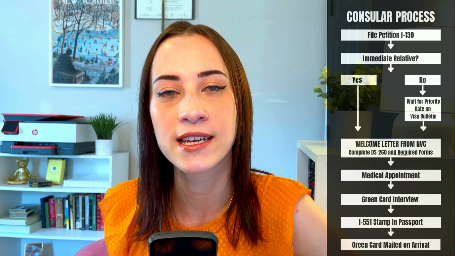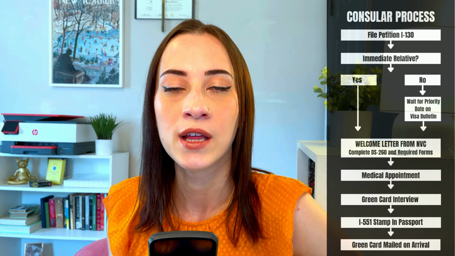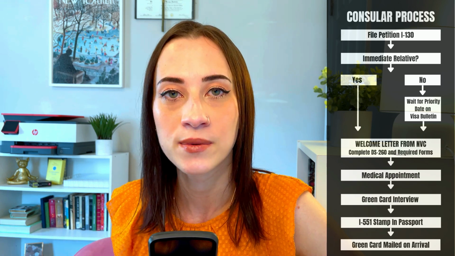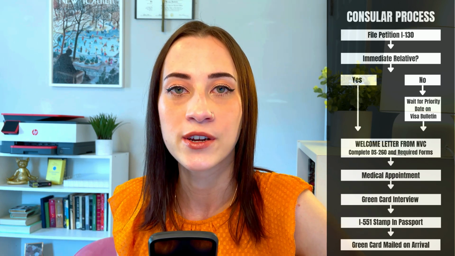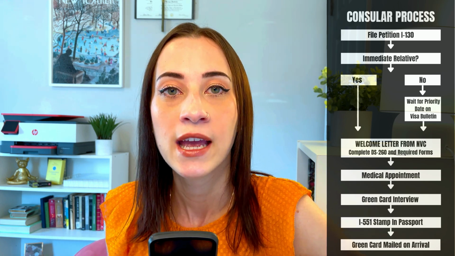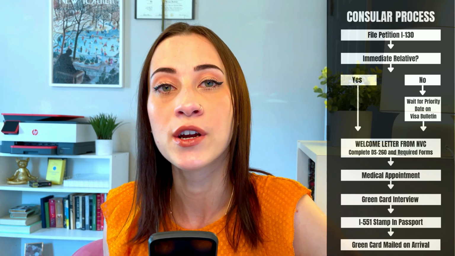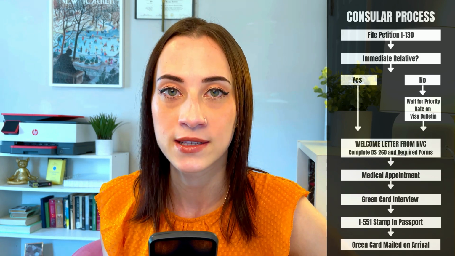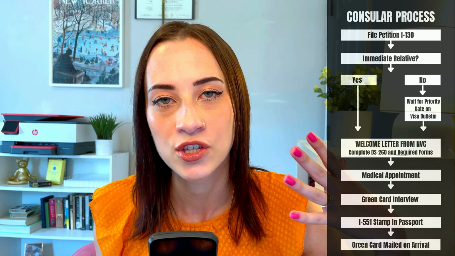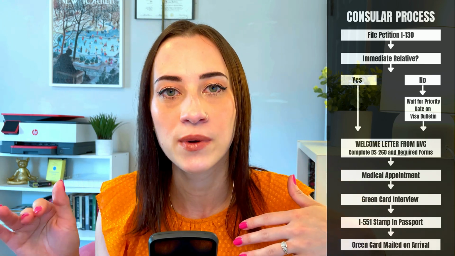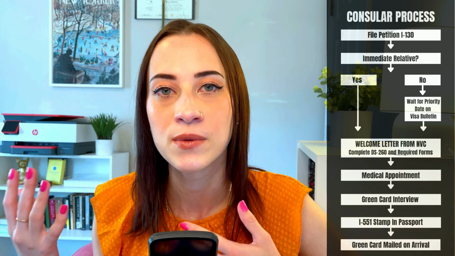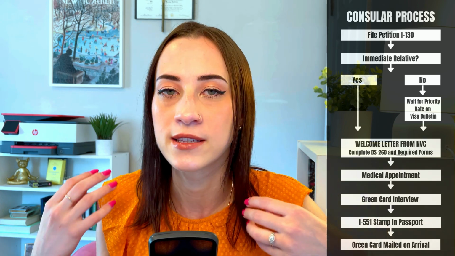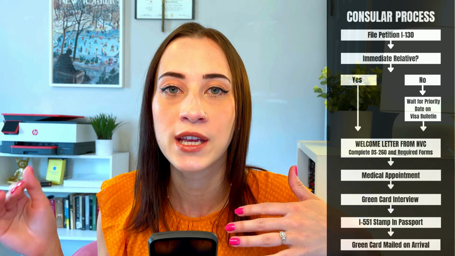During this pre-processing, the NVC will send you an invitation letter informing you to create an online account with them and to submit all the necessary paperwork and applications in order for you to begin the green card process. And when it comes to immediate relatives of US citizens, once this I-130 petition is approved, it will get transferred right away to the NVC, and the NVC will send you a welcome letter which will guide you to create this online account and submit all the documents. The process is pretty streamlined.